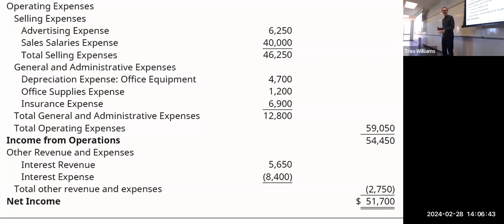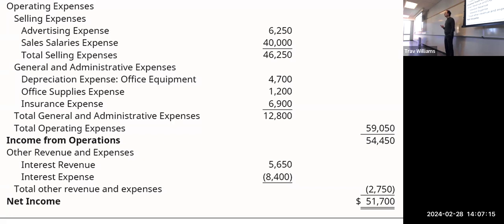But then here's where it gets a little bit confusing. There's this other section here, other revenue and expenses. Here, we're mixing some revenues and expenses together. We have some interest revenue and we have some interest expense. Okay, let's think about that. What's that all about? Where would interest revenue come from? What would that be? Interest revenue.